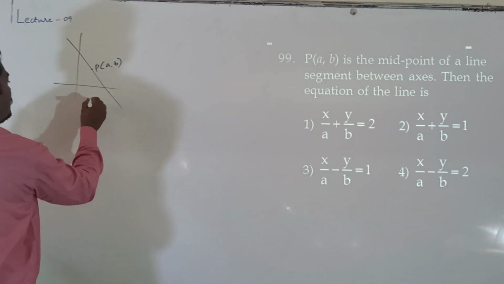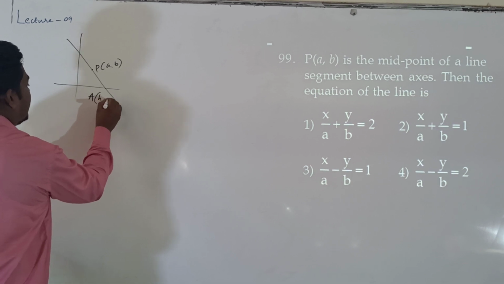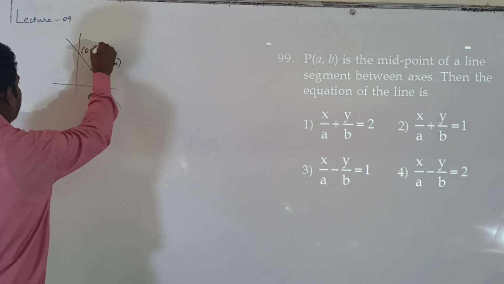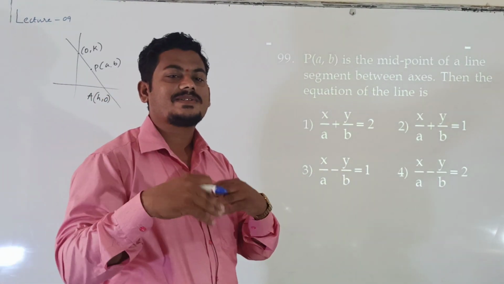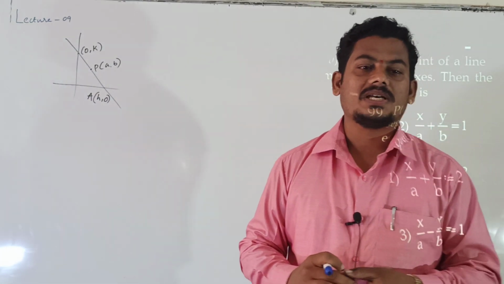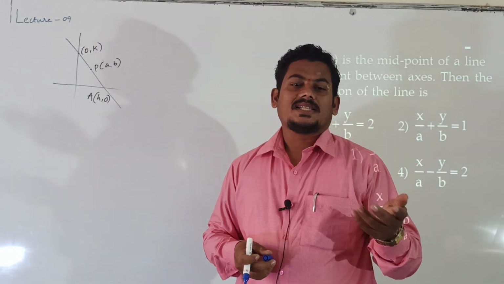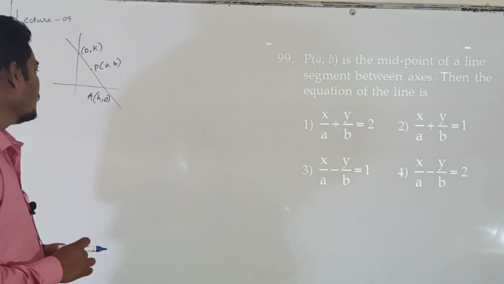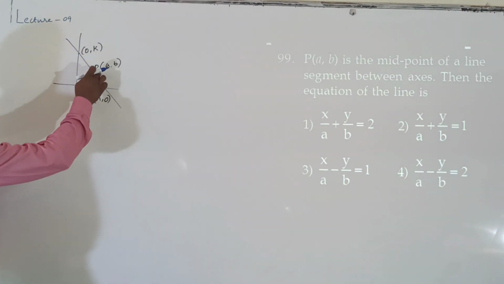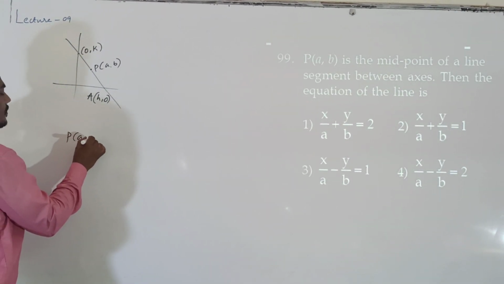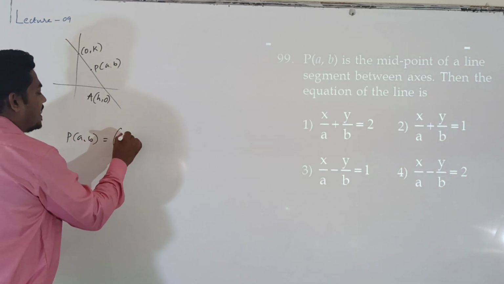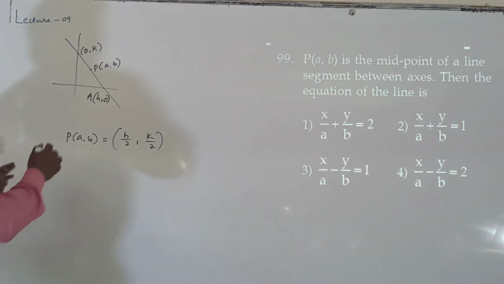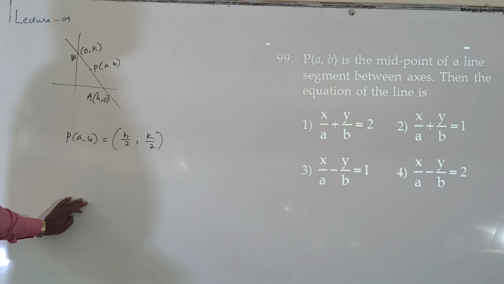Already small a and small b are used up, so take the x-intercept as h and the y-intercept as some k, because those notations are used up. Then, P is the midpoint, so P(A, B) equals (h/2, k/2), just by using the midpoint formula. Clearly P is the midpoint of the segment.